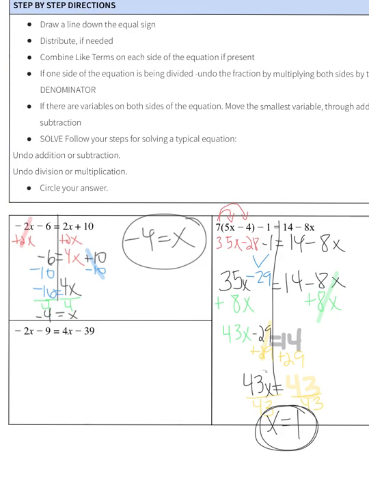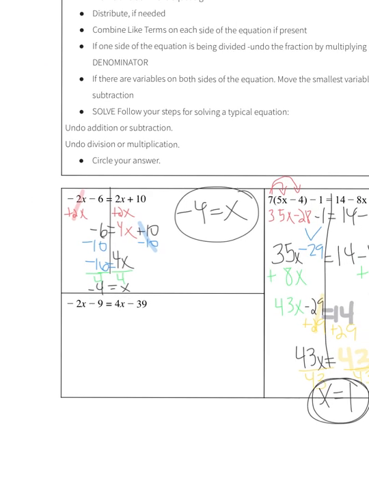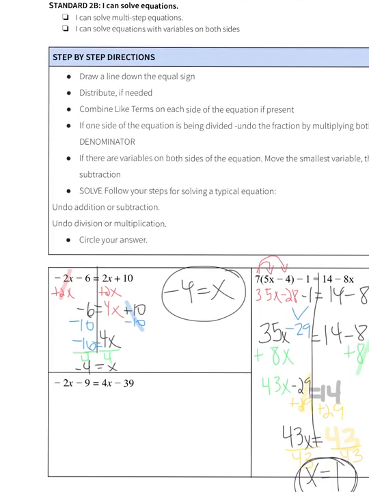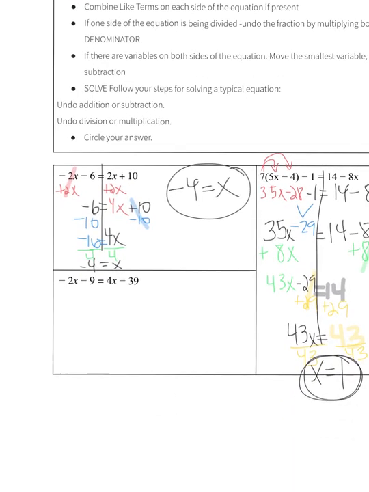All right, we have one more problem. I do want you to pause the video and try this one on your own. I know this is difficult and it's new, but just try, and you have the step-by-step directions right here, okay? So pause the video and try. Okay, hopefully you had a chance to try this on your own.